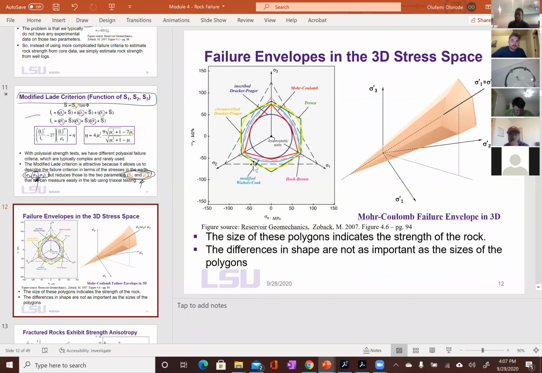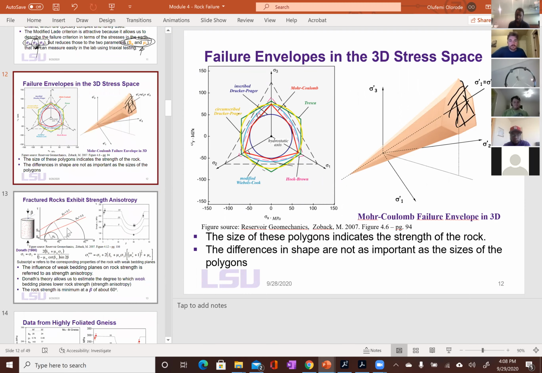This is several different failure criteria in 2D, meaning along this plane. I explained all of that before. And I said the different geometries, right, for the different failure envelopes. The differences in shape are not as important as the differences in size, right? The size dictates the maximum allowable stress state, which is this rock strength. The shape could be different, but the size is more important. Any questions on that?